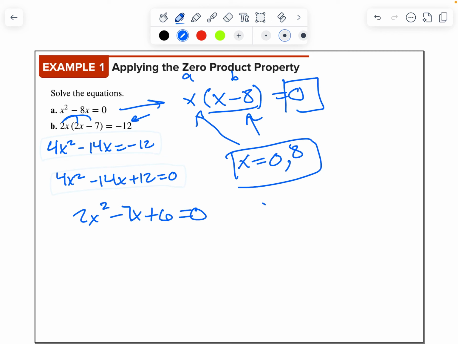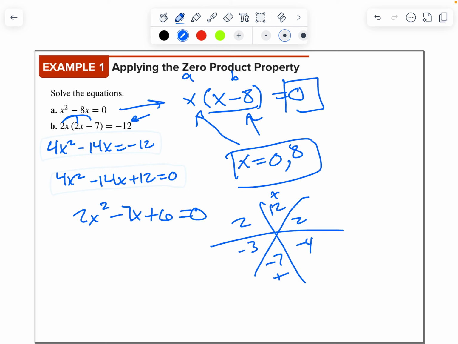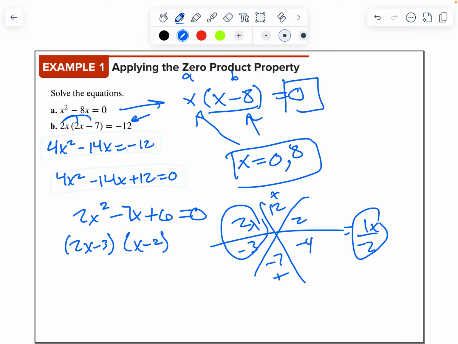Now that it's equal to 0, we can factor it. Since it has 3 terms, we'll do star method, a times c on top, b on bottom, a on top left and top right. We're looking for things that multiply to 12 and add to negative 7. And I know that negative 3 and negative 4 will do that. This factor will not simplify, so 2x minus 3 is a factor. This factor will simplify, 1 over negative 2. So 1x minus 2 is the other factor.